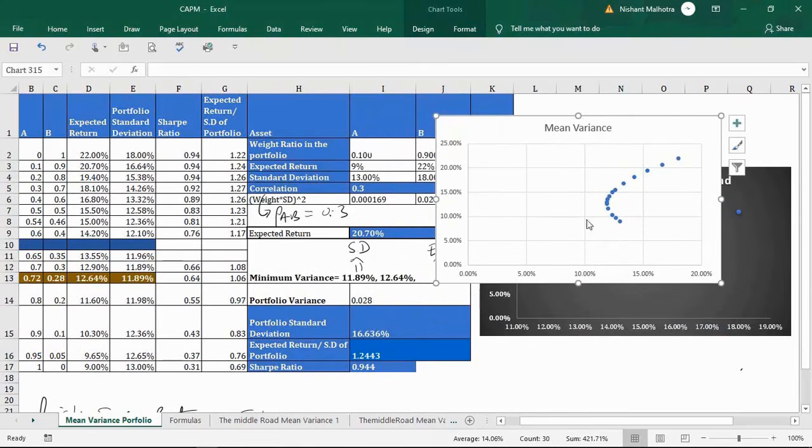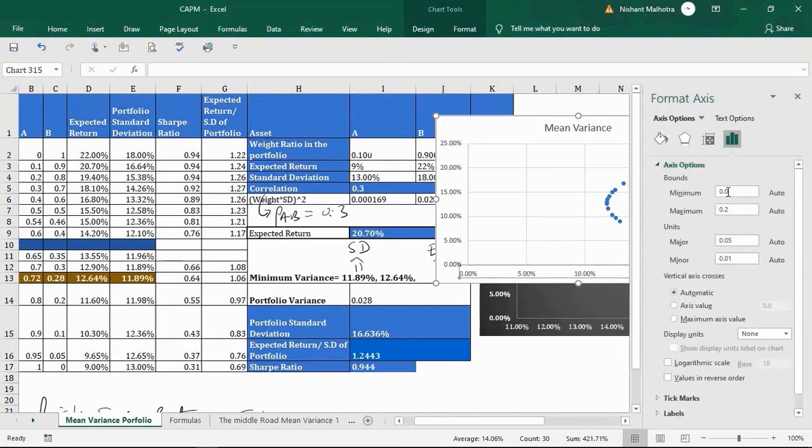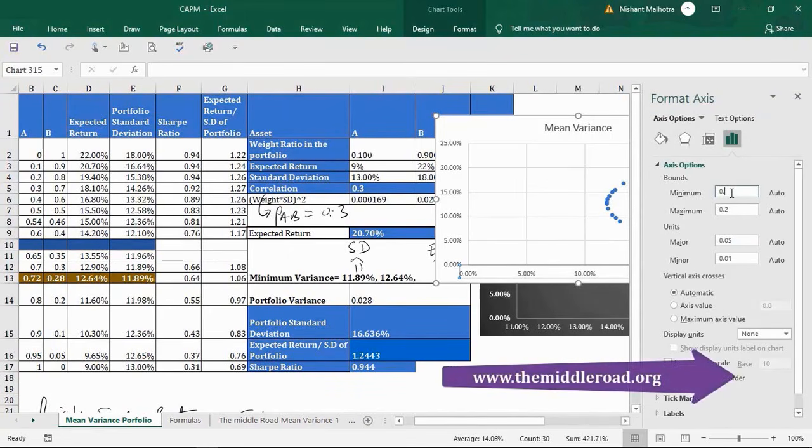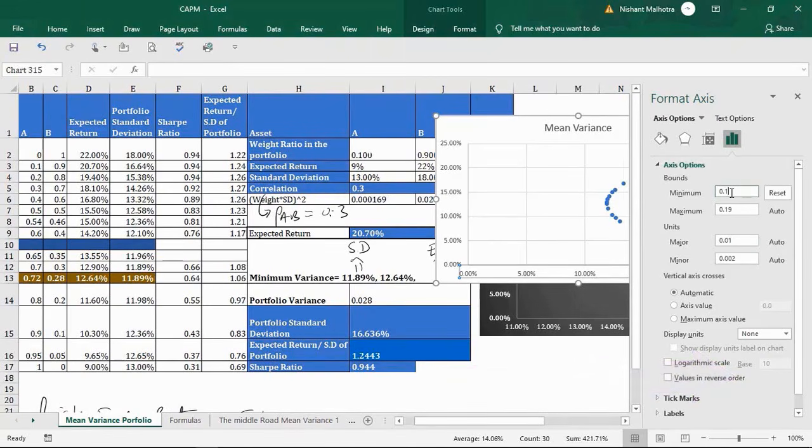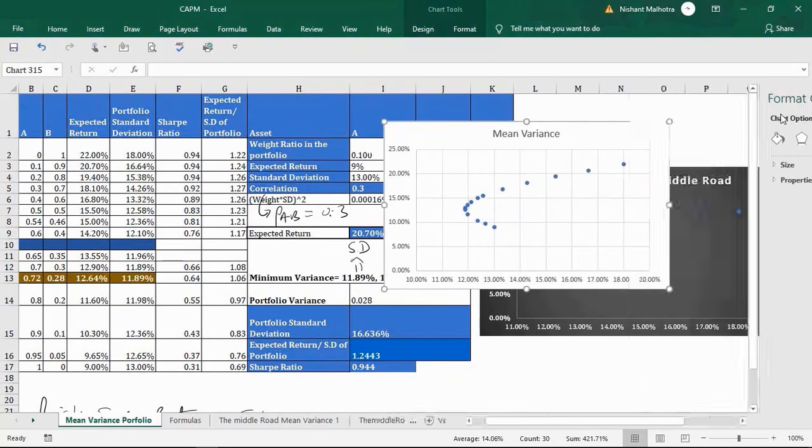The reason is that outside the curve that you see, at the minimum variance or the minimum standard deviation, we have got above 11. The minimum is 11.89, which you have known. You can click it and go to format axis. This is 0.0, so I can also put it as 0.1. If I put 1, it becomes 10%. I put 1 here and click. So the curve becomes much more similar to the curve which we have here.